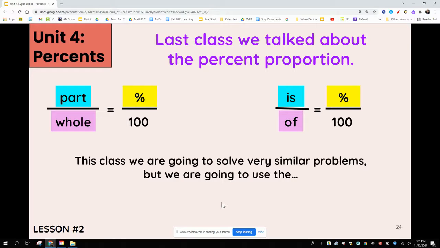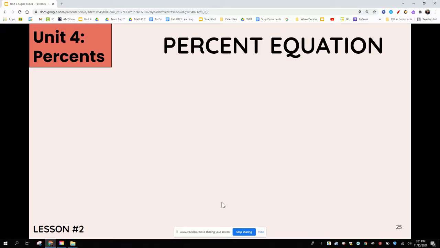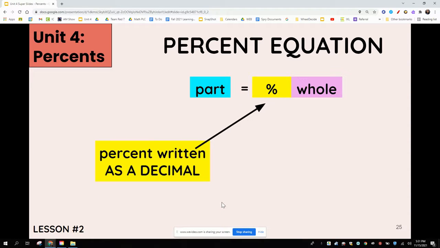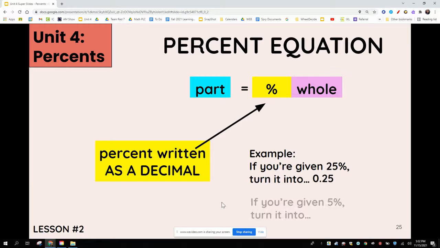Last class we talked about the percent proportion. This class we are going to solve very similar problems, but we are going to use the percent equation. Go ahead and find the slide that says percent equation. The percent equation is part equals percent times whole. The only difference is that when we plug the percent into the equation, we have to write it as a decimal. For example, if we're given 25%, we're not going to put 25 into the equation. We're going to turn it into a decimal and put 0.25. If we're given 5%, we can't put 5 into the equation. We have to turn it into 0.05.